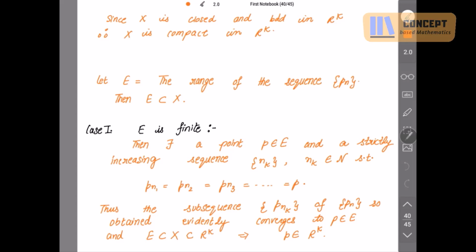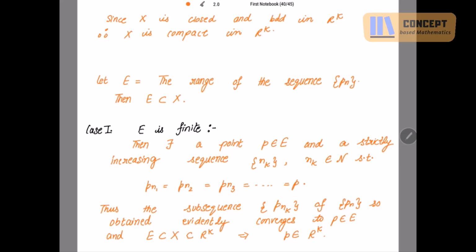Now we have got a compact space, and in this compact space we have a sequence Pn. We just need to prove that there is a convergent subsequence in it. The same proof which we did in the previous theorem applies now, so I will revise the proof and explain it to you again. In that proof, we took a set E to be the range of the sequence Pn. Then E is a subset of X, because the sequence itself is contained in X, and E, the range of the sequence, is also a subset of X.